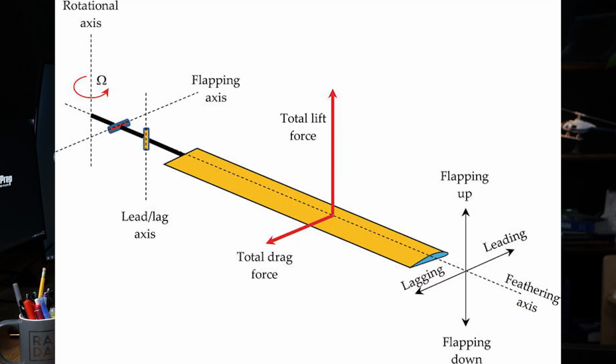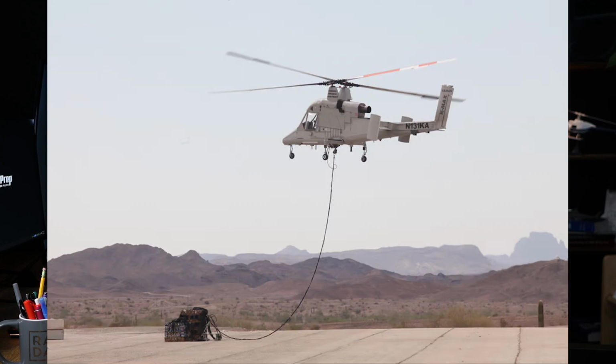The blade area is the total surface area of the rotor blade that interacts with the air. Larger blade areas produce more lift because they displace more air. This is why helicopters with larger rotor discs can lift heavier loads. Think of the Huey or K-Max or the Chinook.